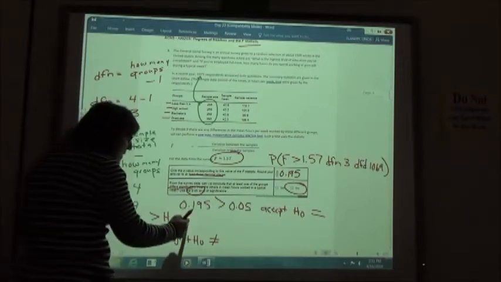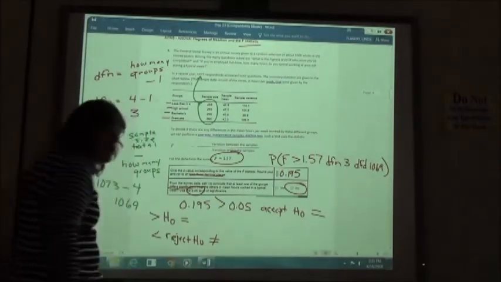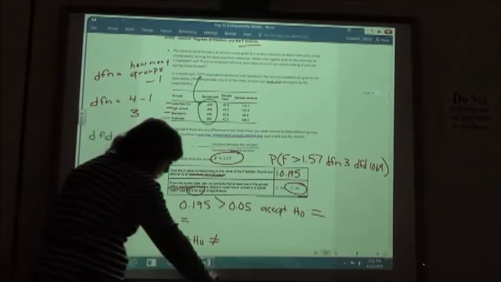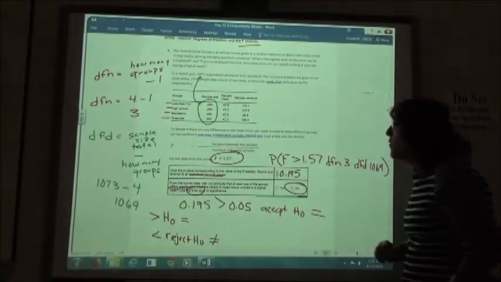So my null again is equal. My alternative one is they're not equal or they differ.